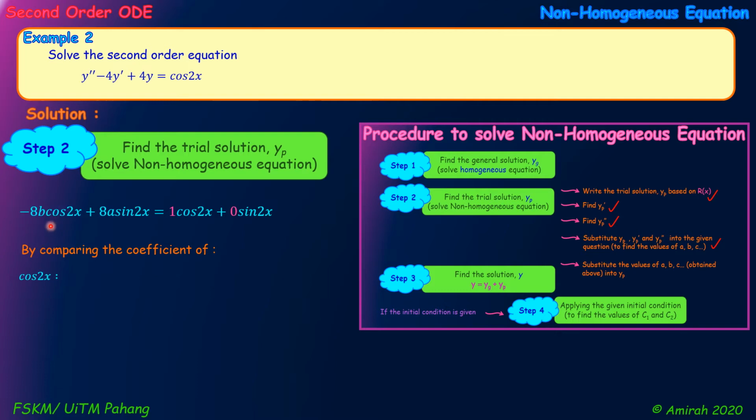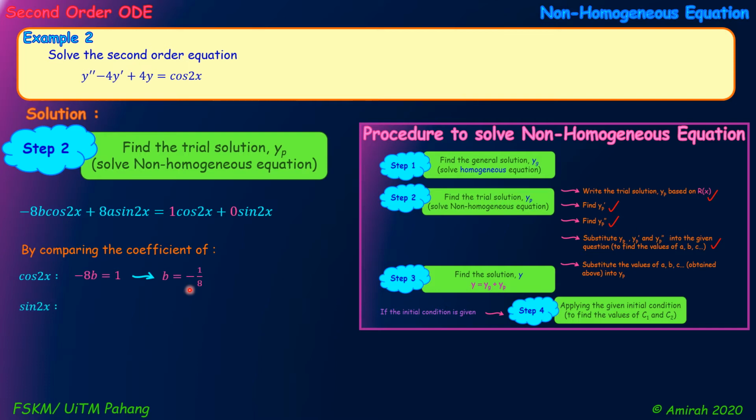From the left-hand side we have a term containing cos 2x, and from the right-hand side we also have a term containing cos 2x. So we compare the coefficients of cos 2x, negative 8b equals 1. So we can write negative 8b equals 1, and we have b equals negative 1 over 8.